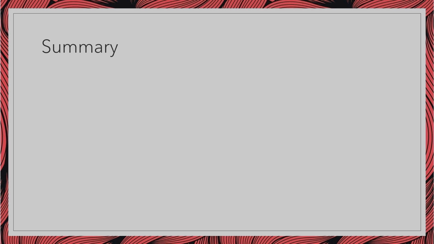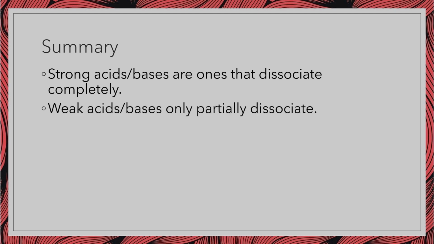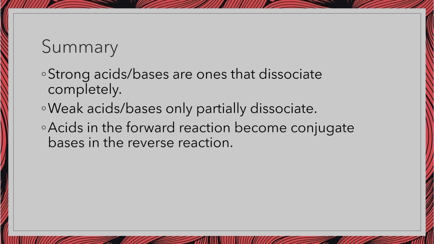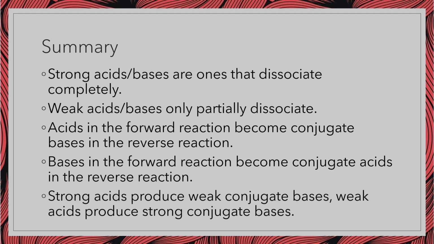So, a summary for today. Strong acids and bases are ones that dissociate completely. Weak acids and bases only partially dissociate. Acids in the forward reaction become conjugate bases in the reverse reaction. Bases in the forward reaction become conjugate acids in the reverse reaction. And strong acids produce weak conjugate bases, and weak acids produce strong conjugate bases.